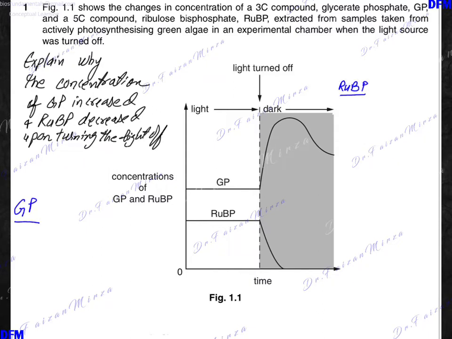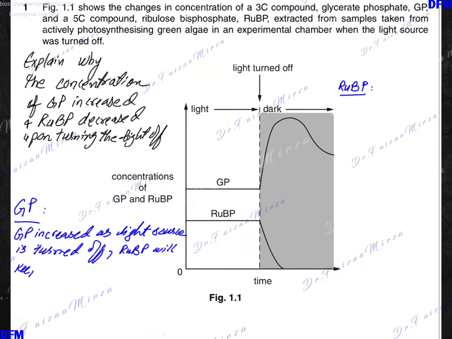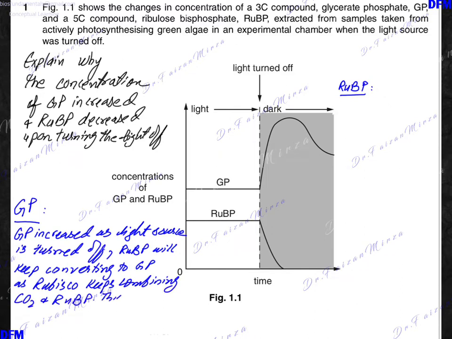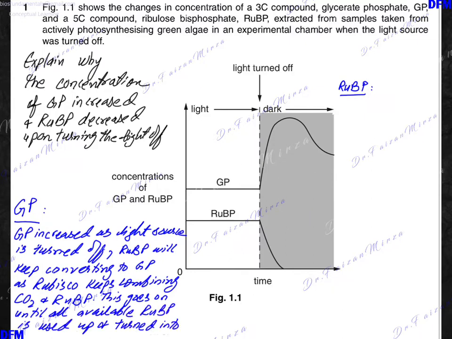For example, take this question. You can see that the light was turned on at this point. GP concentration was stagnant and RuBP was stagnant as well. But as the light was turned off, GP started to rise and RuBP started to fall. What's the reason? Why did GP get higher and RuBP get lower? Basically, RuBP keeps getting converted into GP as Rubisco keeps combining more and more carbon dioxide and RuBP together, until all available RuBP is used up to turn into GP.